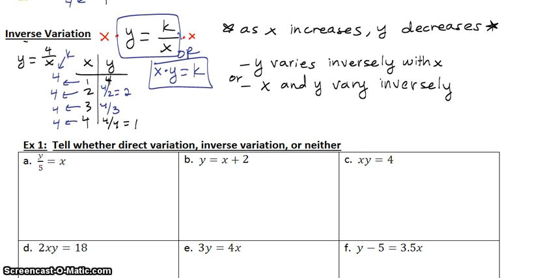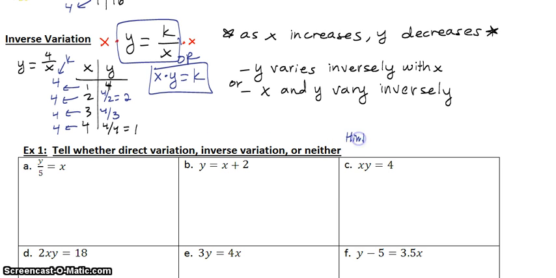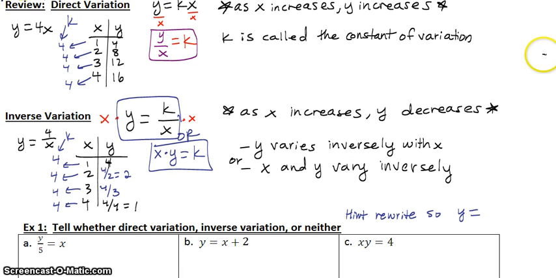Alright. For example 1, we're going to determine if each of these situations is direct variation, inverse variation, or neither. My first hint is to rewrite so it's y equals something, because that's what both of our equations look like. y equals something, y equals something. And the other thing I want to point out is I don't have any plus signs or minus signs in here. All I've got is here it's multiply, here it's divide.